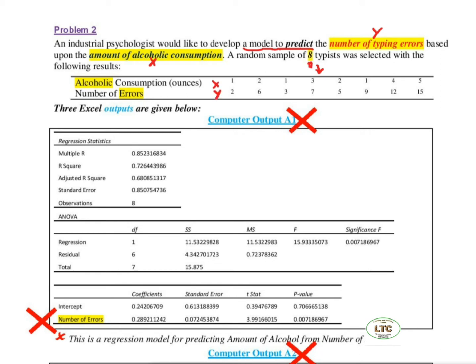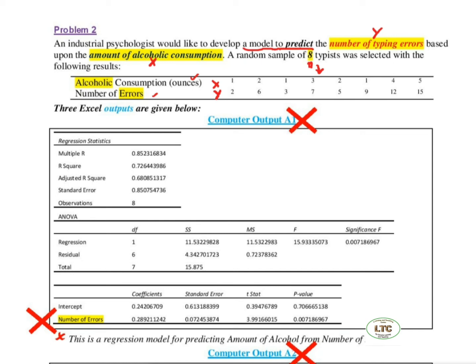A random sample of 8 typists: number of cases, sample size, and 8 pairs of data. Alcoholic consumption x, number of errors y. The first typist consumed 1 ounce of alcohol, ratio level measurement. Number of errors, counting, ratio level measurement. He or she made 2 errors. The second typist consumed 2 ounces of alcohol and made 6 mistakes, and so on. So 1, 2, 3, 4, 5, 6, 7, 8 pairs.